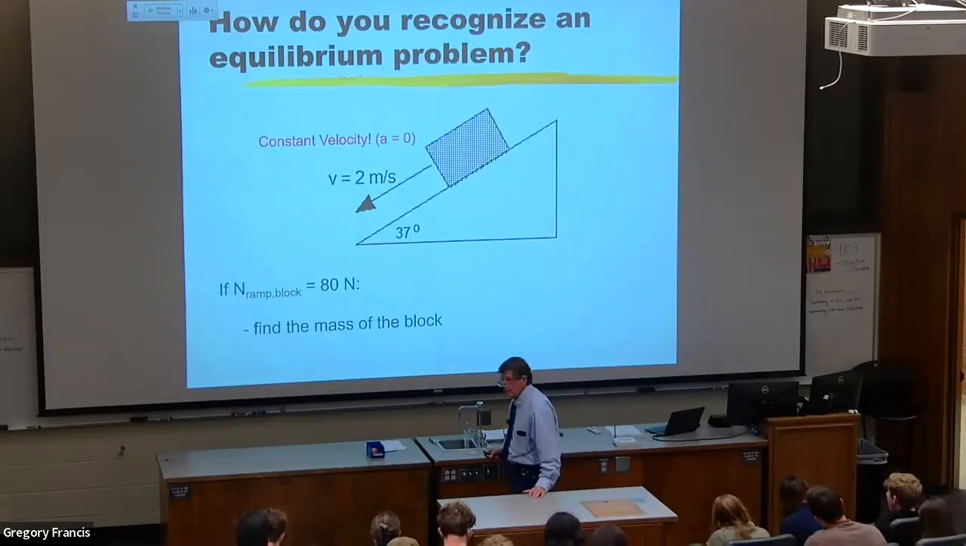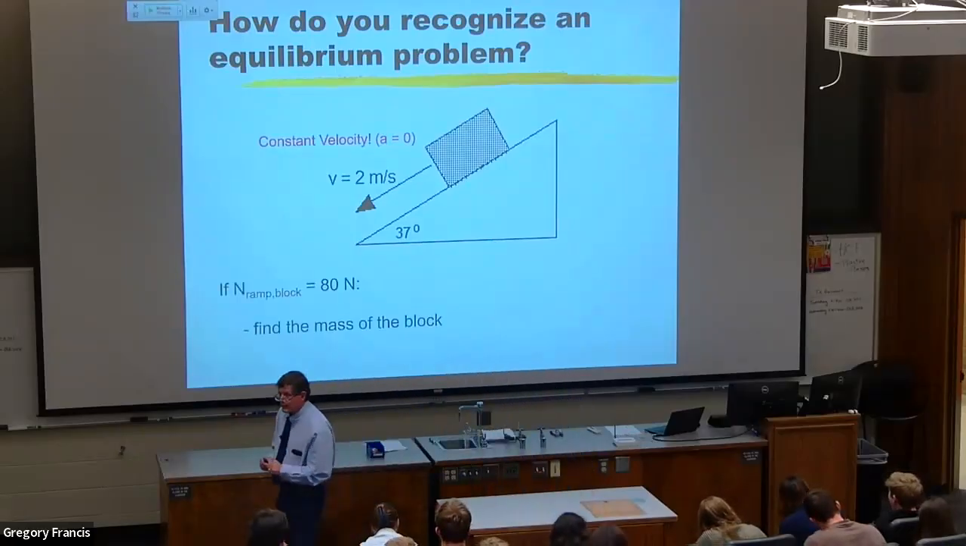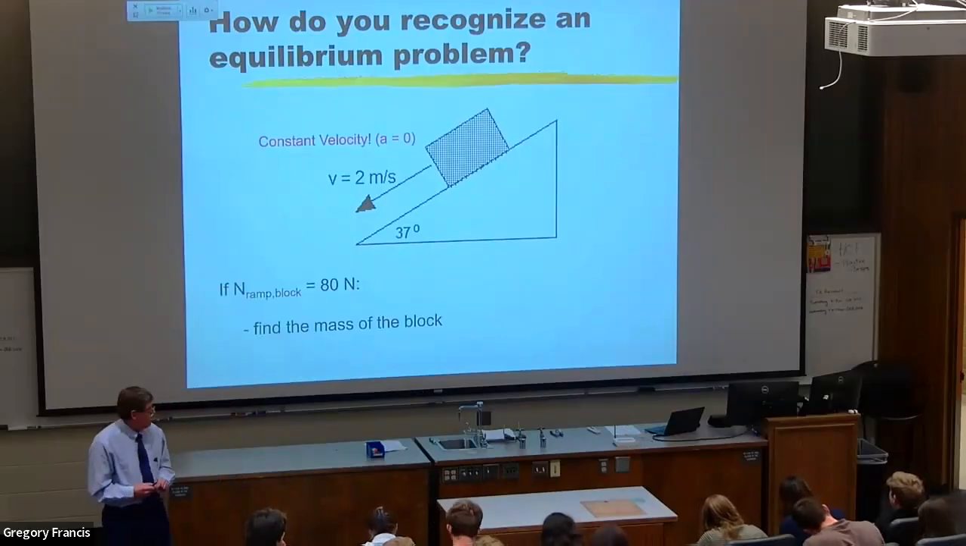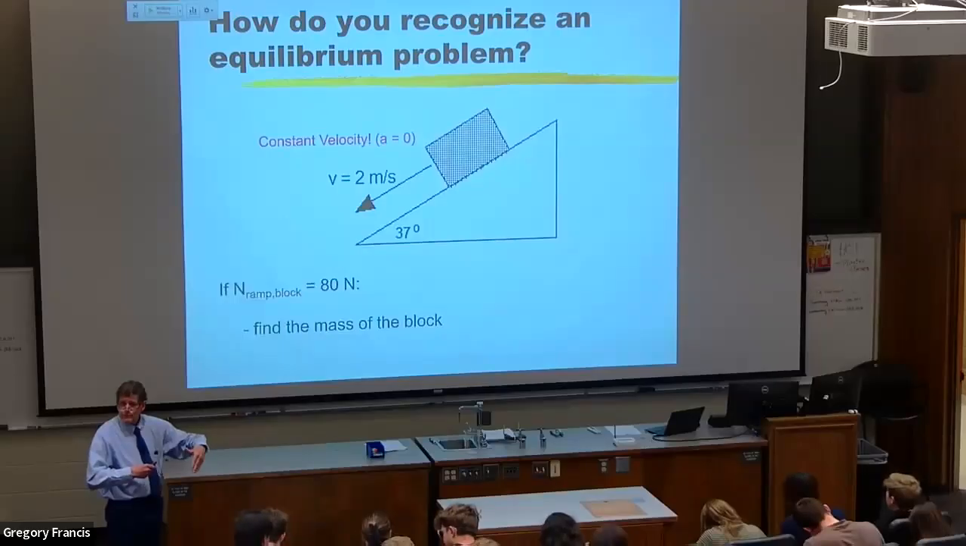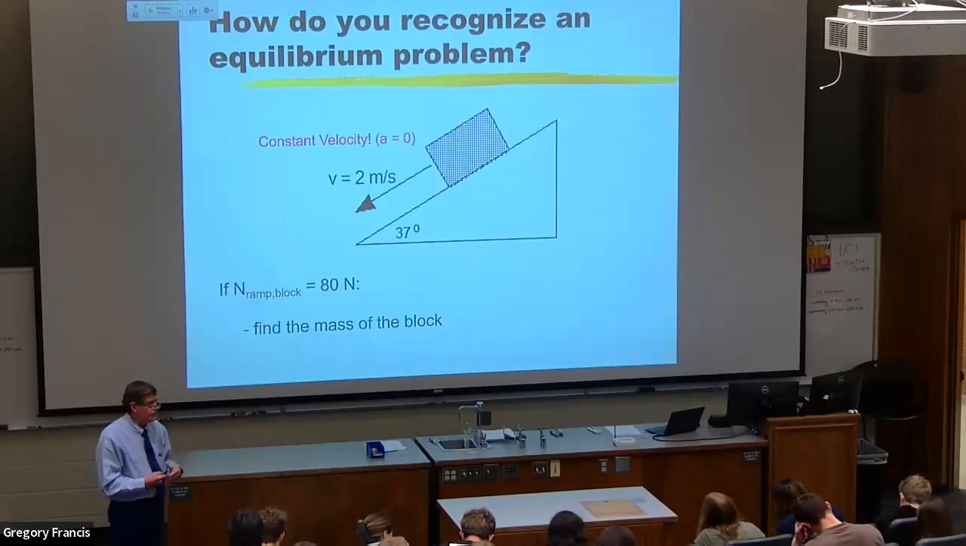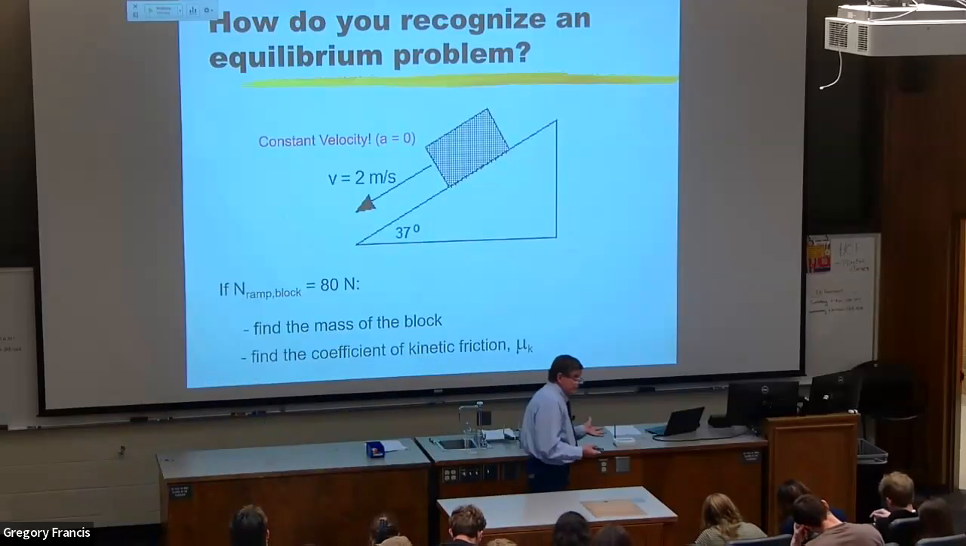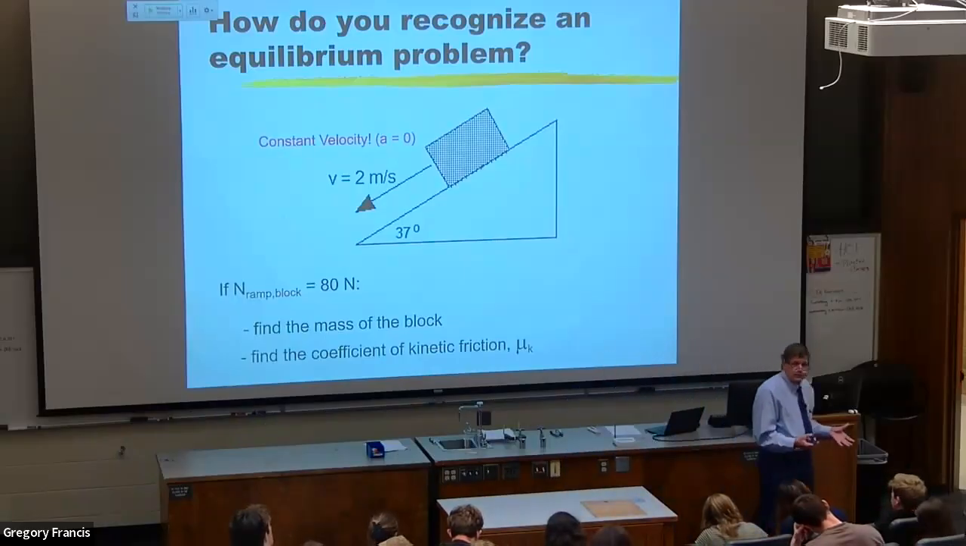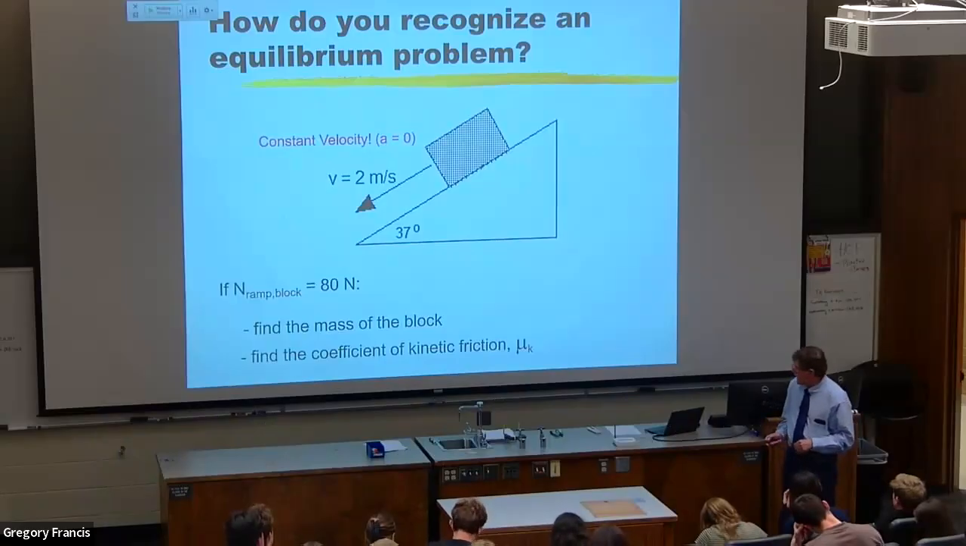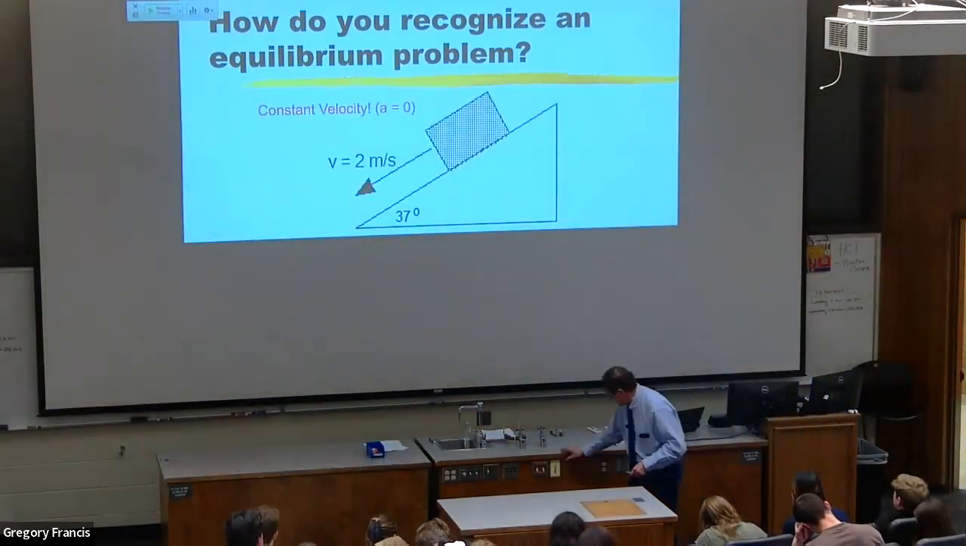Now, in this case, we're told that the normal force exerted by the ramp on the block is 80 newtons, and we're asked to find the mass of the block. Well, that's kind of backwards from what we're used to. Usually we're given the mass and asked to find the normal force. But I give you this old exam problem to show you that you could be asked to dance backwards. We're also asked to find the coefficient of kinetic friction. Again, that seems backwards. Usually we're given that coefficient and we use it to find the friction. Well, let's work this together.